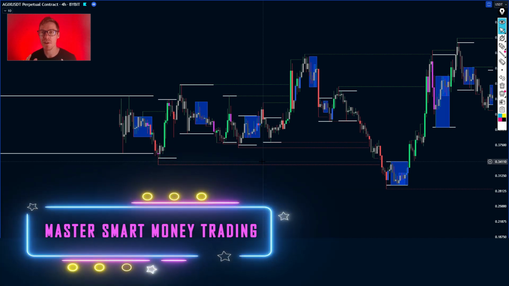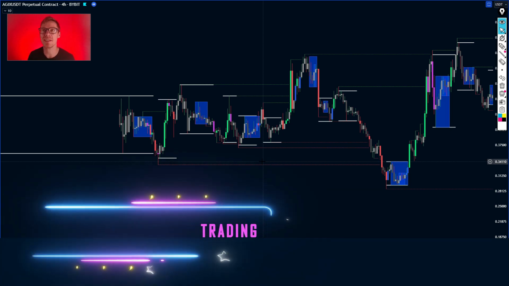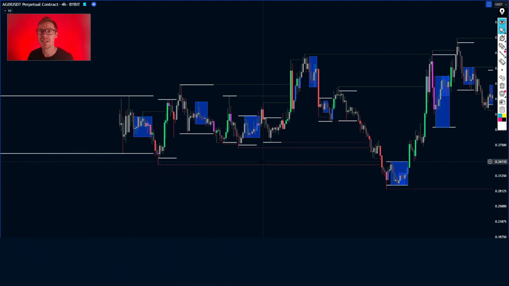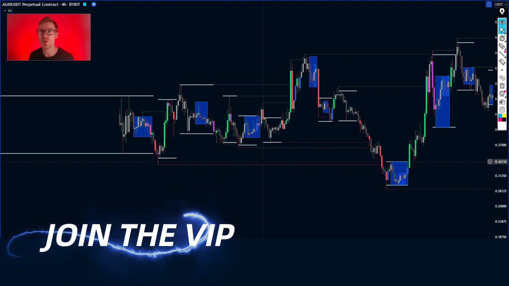If you want to end up on the winning side of the market, you have to understand how the smart money trade. This is a key foundational core aspect for any trader to master.